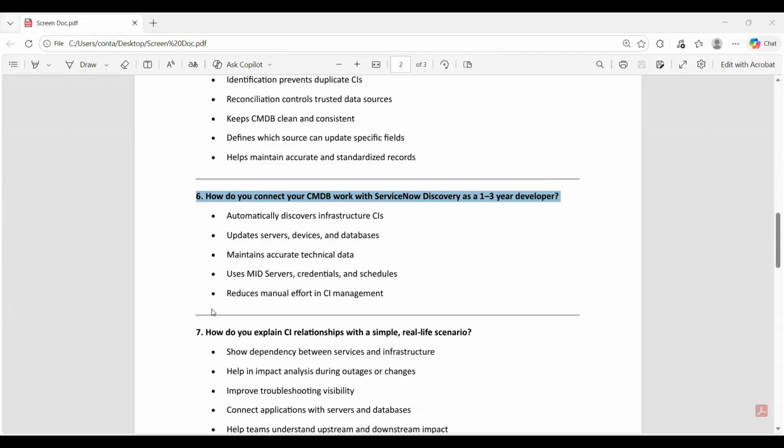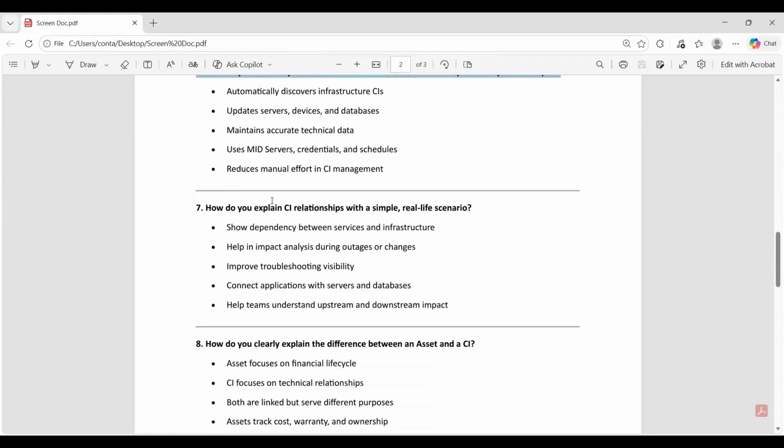So let's move to the next question. How do you explain CI relationships with a simple real life scenario? Yes, people generally ask real-time things. First of all, you have to tell the importance.